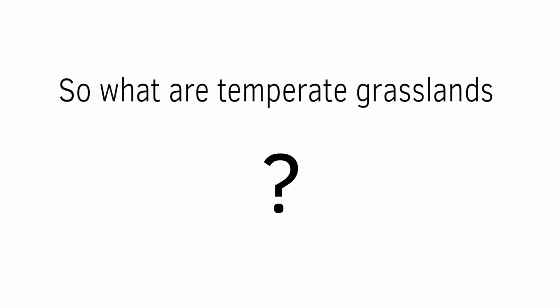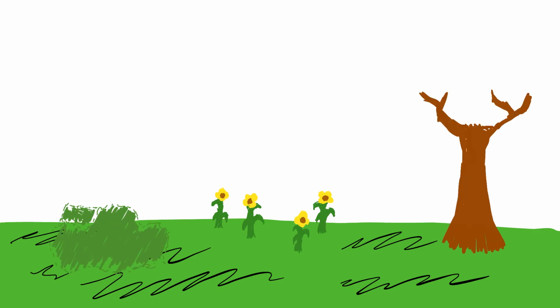So what are temperate grasslands? Temperate grasslands can be thought of as fields of grass, flowers, plants, and a few trees here and there.